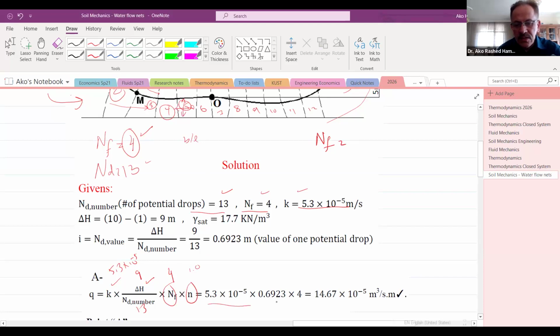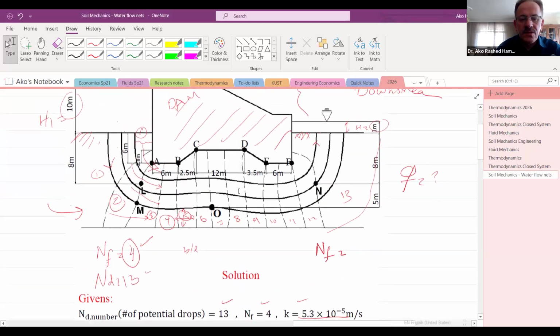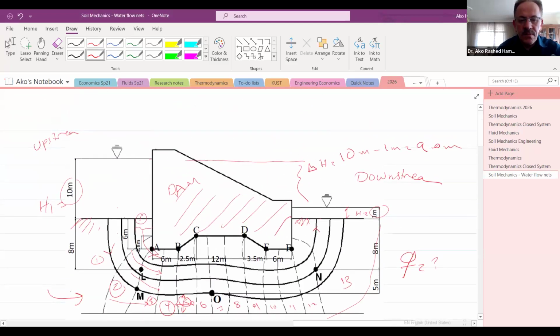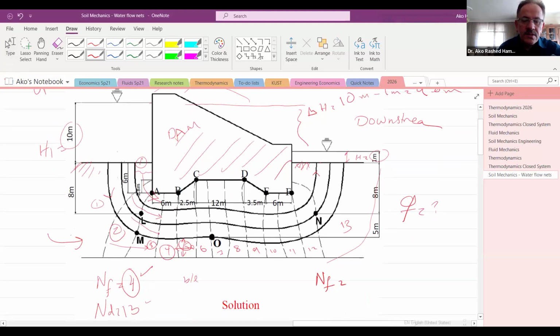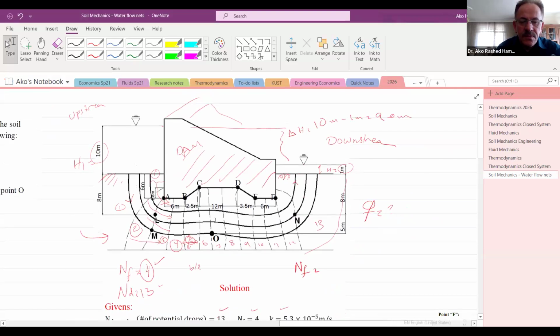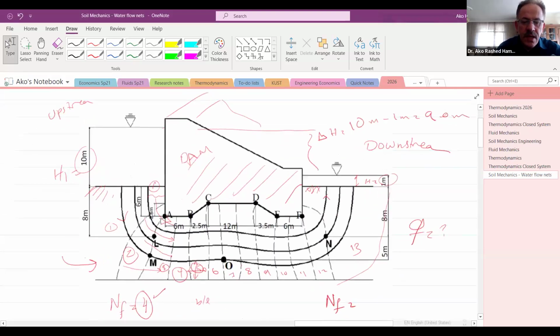So the answer is equal to 14.67 times 10 to the power minus 5 meter cube per second per meter of the width of the dam. So each meter of this dam in its width, it will permit this flow. There are more points, for example A, B, C, D. If I want to see the pressure at, for example, A.